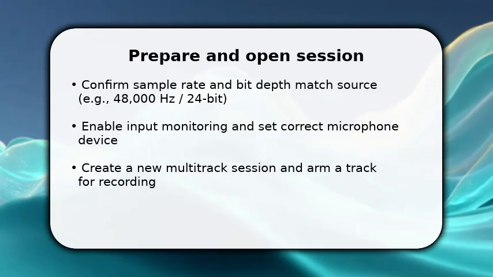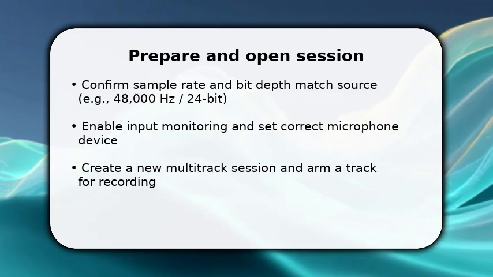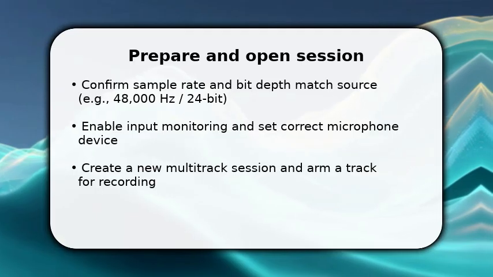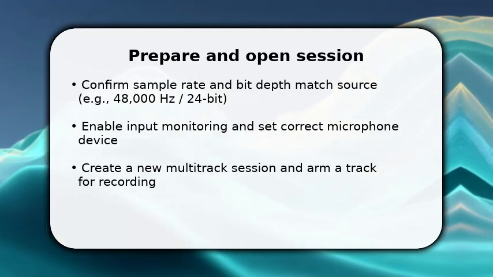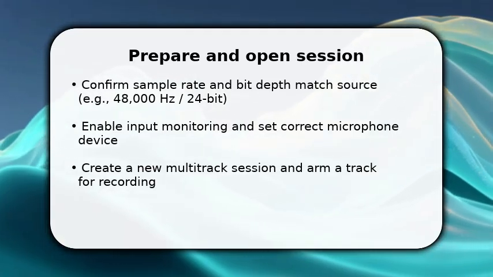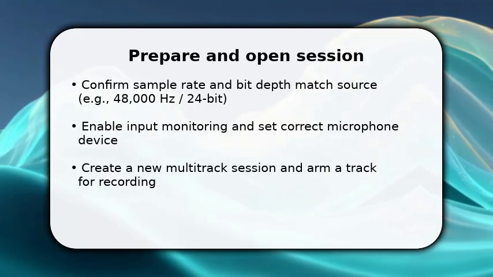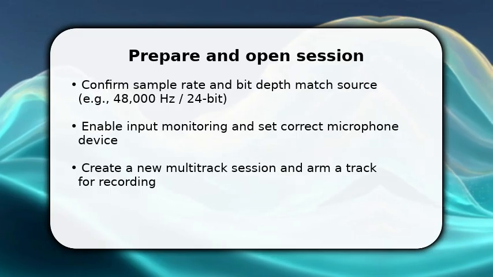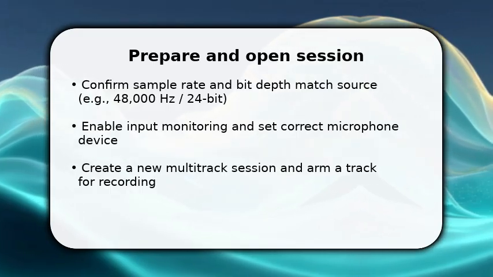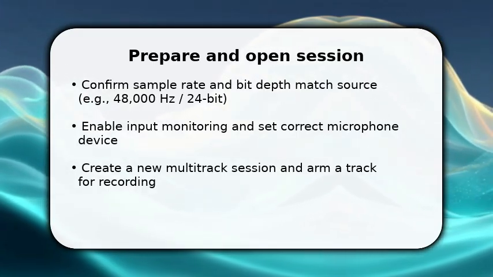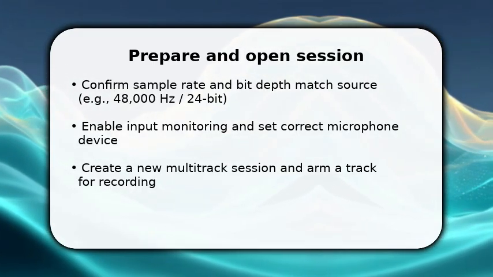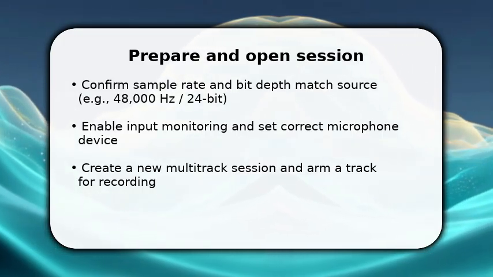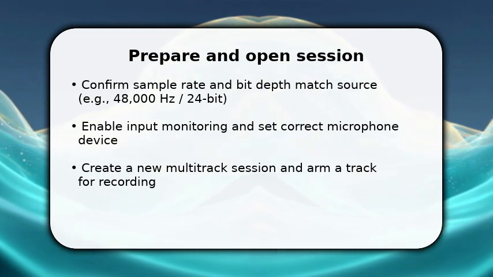You start by opening Audition and creating a multi-track session set to the correct sample rate and bit depth. This prevents resampling artifacts later. Make sure your mic is selected in Preferences Audio Hardware, then enable input monitoring so you can hear levels. Arm the track you'll record to and set the input channel. This initial setup ensures clean routing and avoids clipping. Once done, do a quick test take to confirm levels sit around -12 to -6 dB.